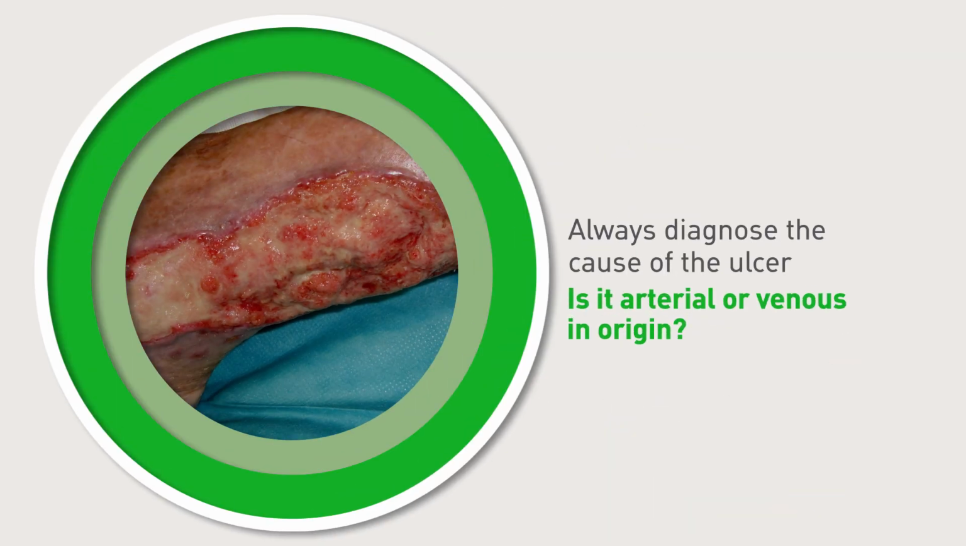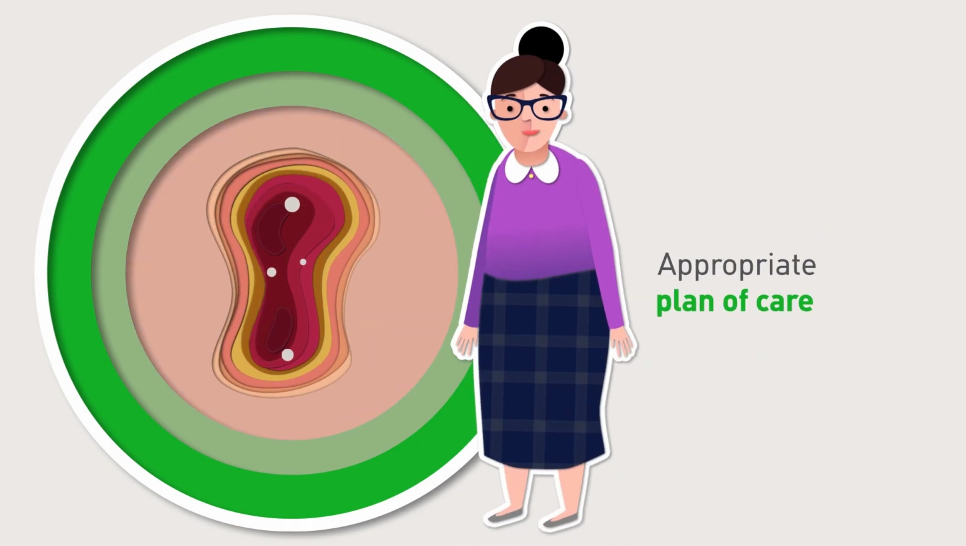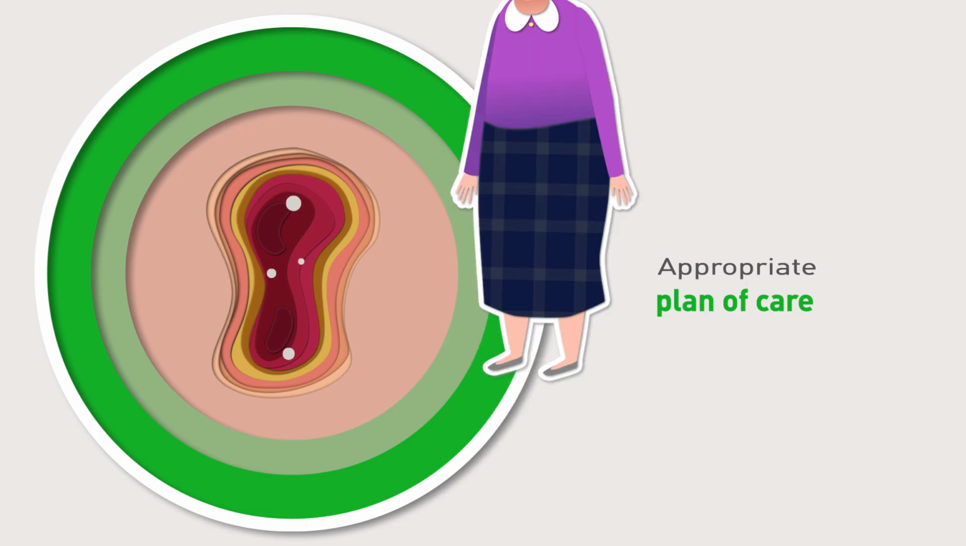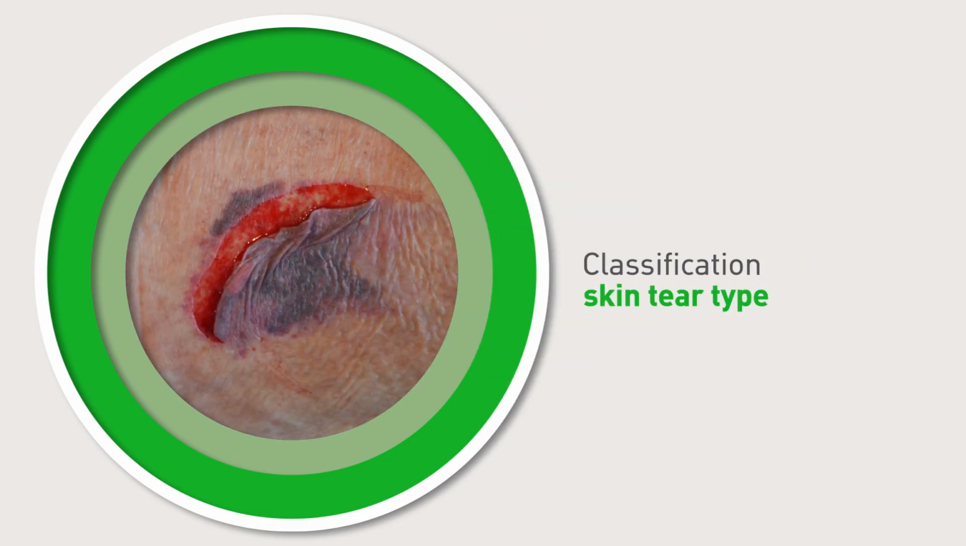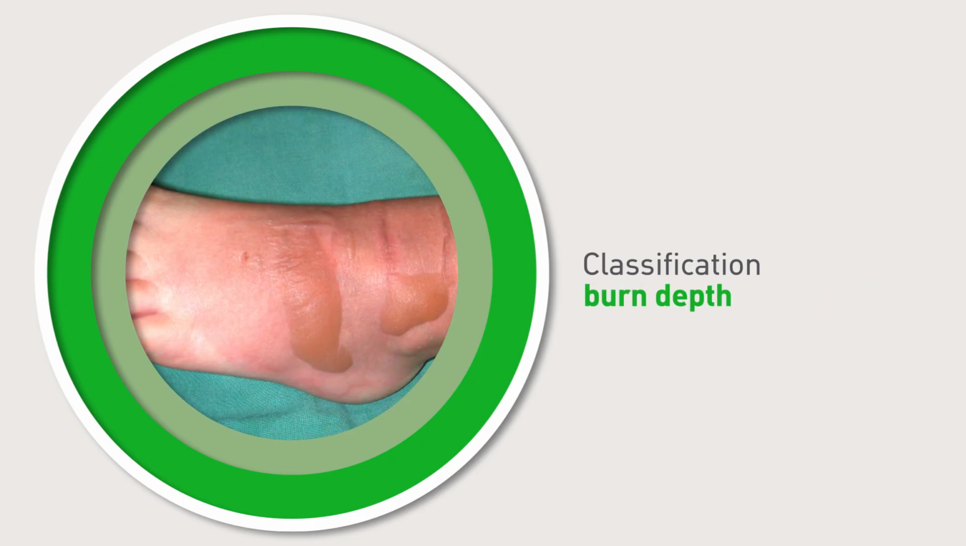Is it arterial or venous in origin, or caused by something else, such as an autoimmune disease, for example, pyoderma gangrenosum? Without a diagnosis, we are unable to initiate an appropriate plan of care for Mary. When we have a diagnosis, we need to record it correctly. For example, with pressure damage, skin tears, and diabetic foot ulceration, we should use the correct categorization or classification systems. In addition, acute wounds, such as burns, have their own classification system to record depth and amount of surface area of the skin that has been damaged.